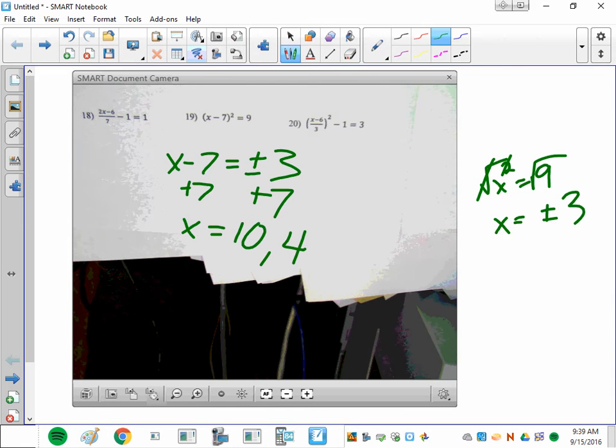And I'll show you how it works on the inside. If I plug in 10, 10 minus 7 is 3. Is 3 squared equal to 9? Yes. Plug in 4. 4 minus 7 is -3. Is -3 squared equal to 9? Yes. So that actually has 2 answers.